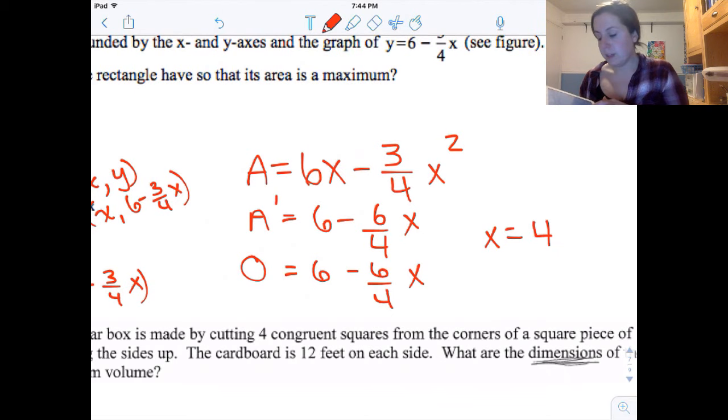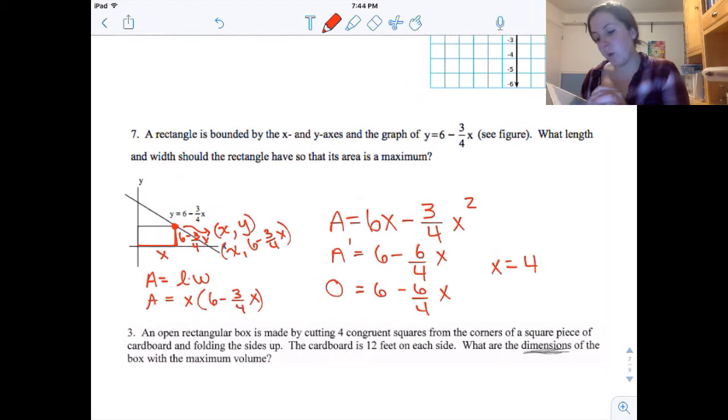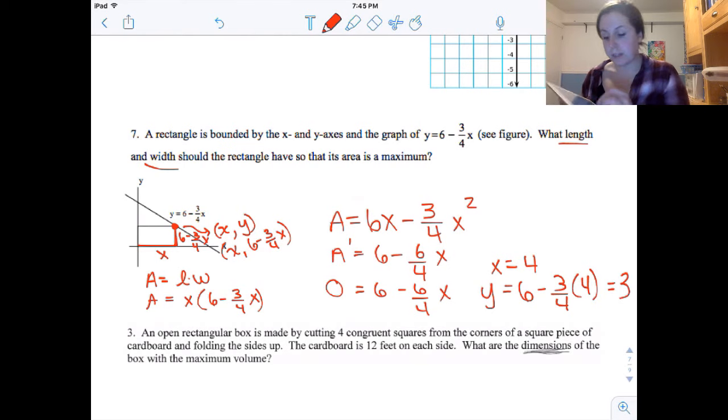And it says what the length and width should be. So I know that x is 4. So my y is going to be 6 minus 3/4 times 4. So that should be 3. So this would be 3 units by 4 units.